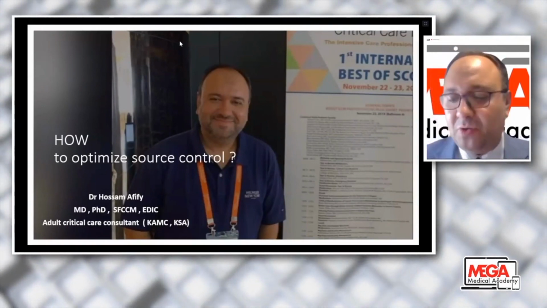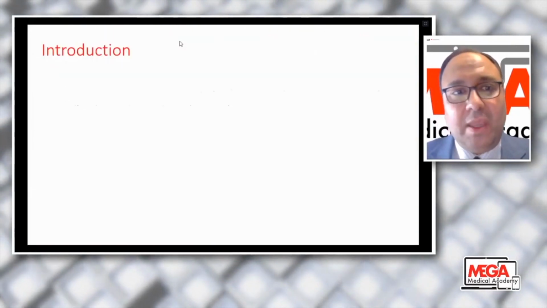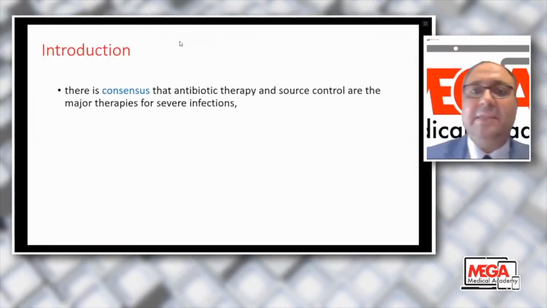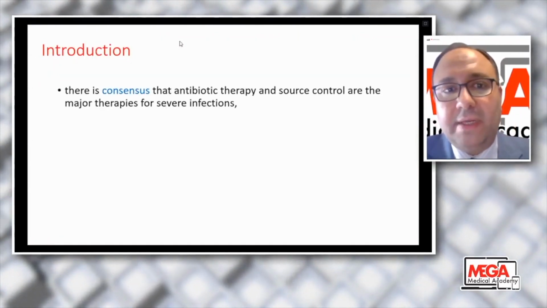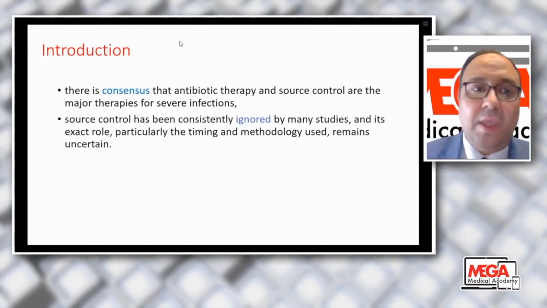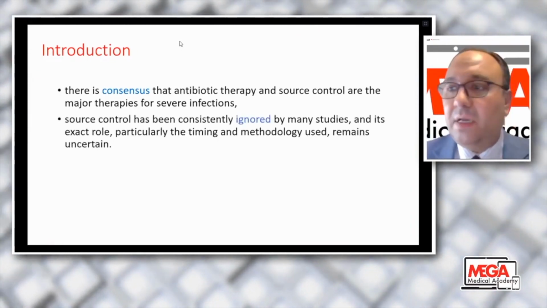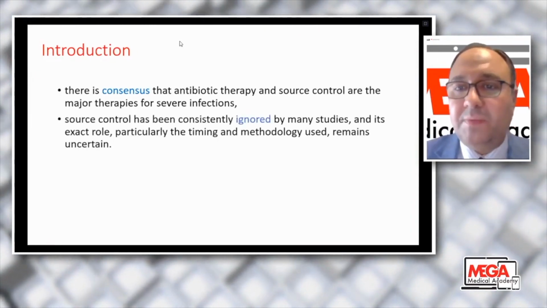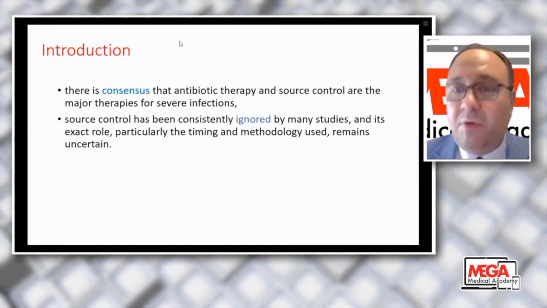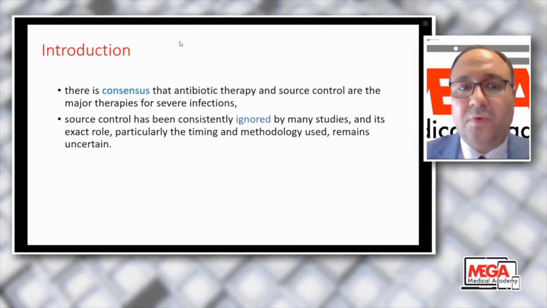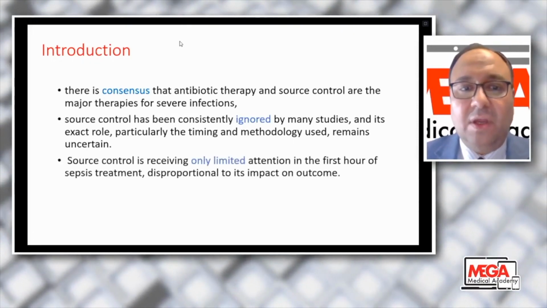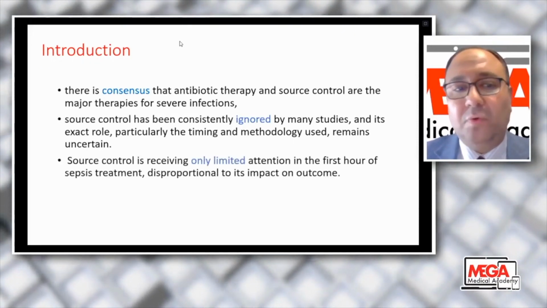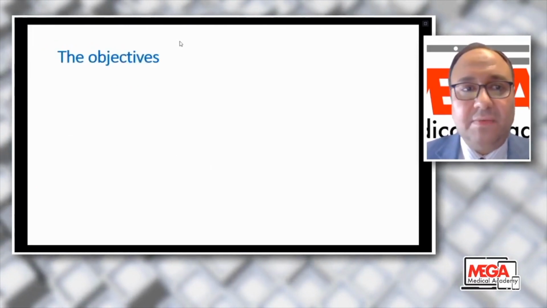So how to optimize the source control? I have no conflict of interest. There is a consensus that antibiotic therapy and source control are the major therapies for severe infection. Source control has been consistently ignored by many studies. The exact role of source control remains neglected in most of the studies, with only limited attention in a few publications and studies.